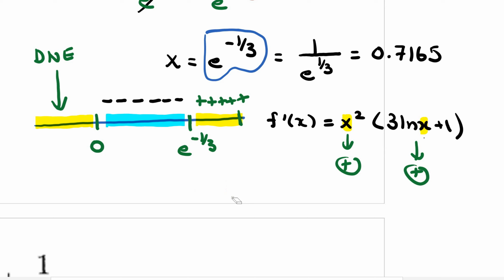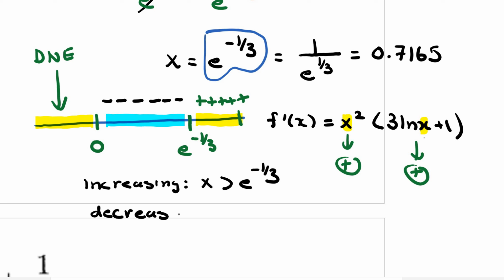If I had to summarize the answers here, when are we increasing? We're increasing when x is greater than e to the power negative 1/3. And we are decreasing when x is between 0 and e to the power negative 1/3. And there's your answer like that.